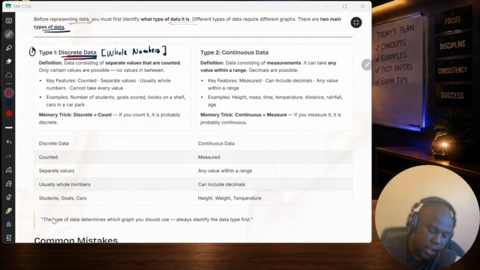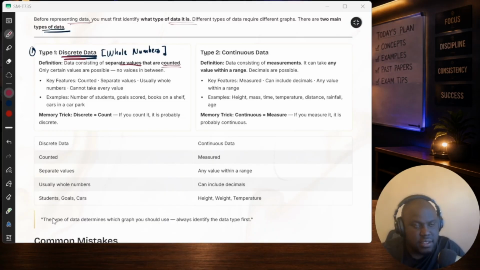One is discrete, which is data consisting of separate values that are counted. So discrete is whole numbers, and the reason why it's whole numbers is that you use discrete data for things that you count. The number of students, the number of cars that pass somewhere, the number of trees, the number of classes, the number of things, you count them. 1, 2, 3, 4, 5. You can't have 1.5 things that you're counting. So when we're counting, we get whole numbers, and that's discrete, separate values.